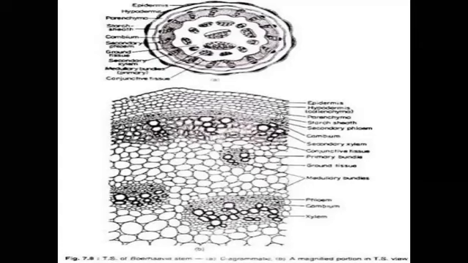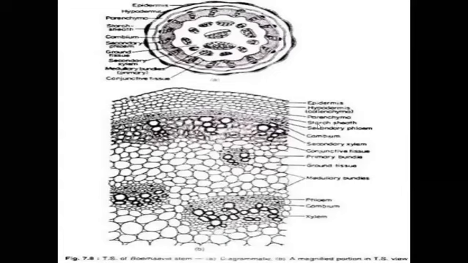And below the hypodermis, normal parenchymatous cortex is present. Normal parenchymatous cortex mainly helps in storage of food material. And below this normal parenchymatous cortex, endodermis. Endodermis is also called starch sheath. See children, it is endodermis. It is called starch sheath because the endodermal cells are filled with starch. Here Casparian strips are also clearly visible in this starch sheath, the endodermis.